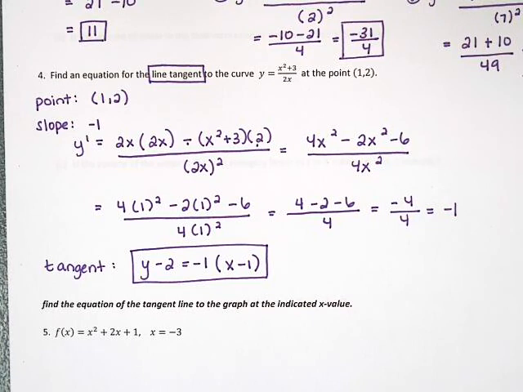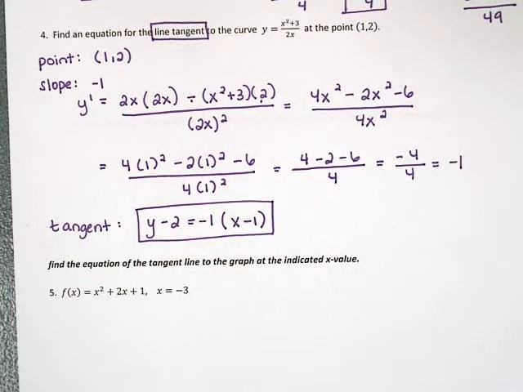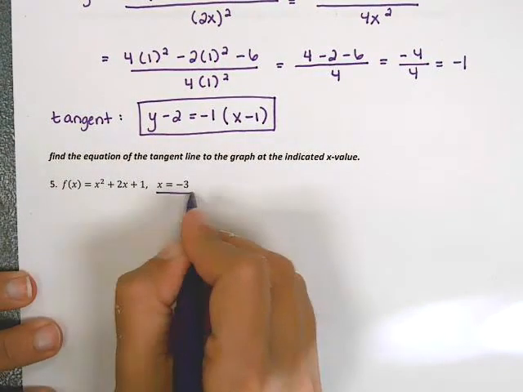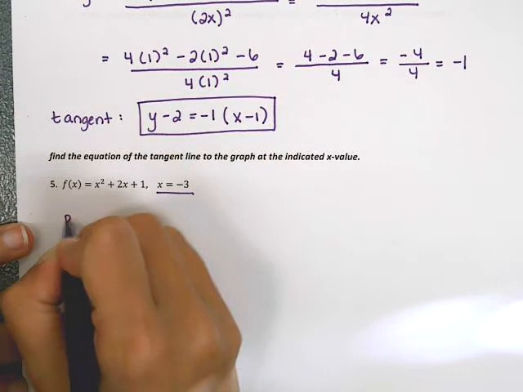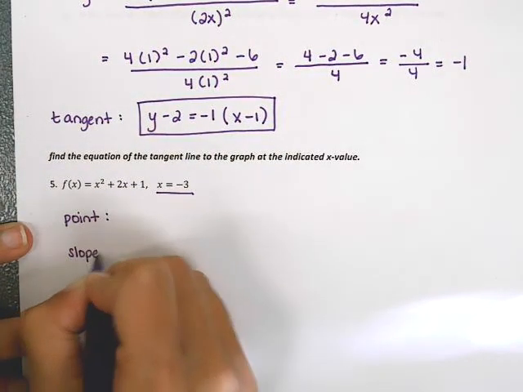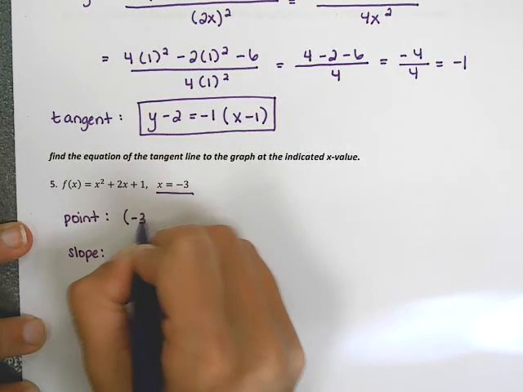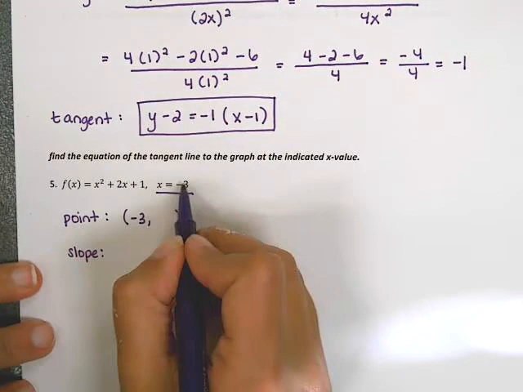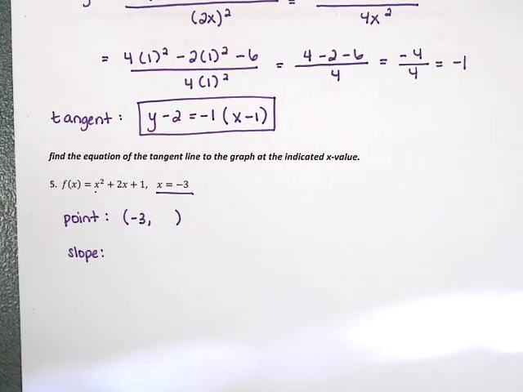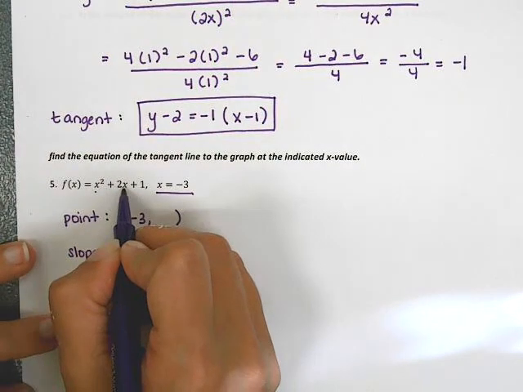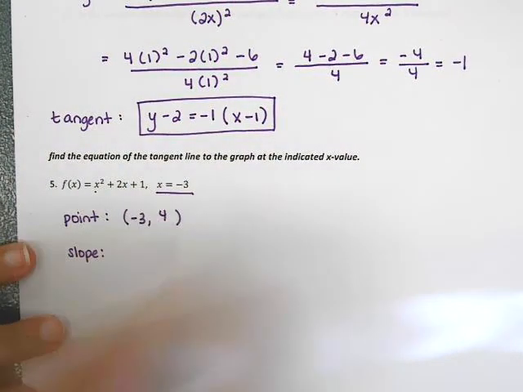Now, number 5 is another tangent line question. So again, they're asking me to write the equation of the tangent line. The difference here is that instead of telling me the ordered pair, they only gave me the x value. We still need a point and a slope. The x coordinate of our point is negative 3, but to figure out the y, I need to take the negative 3 and plug it into the original problem, not the derivative, the original. I would have 9 minus 6, which is 3, plus 1 is 4.